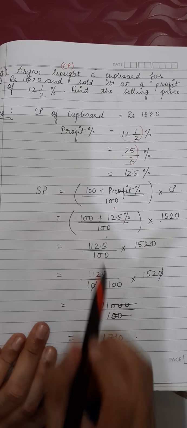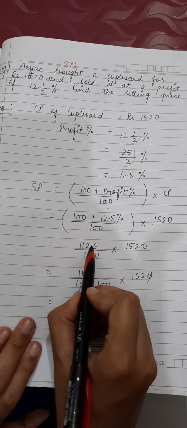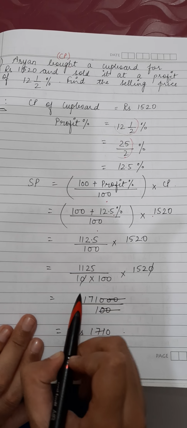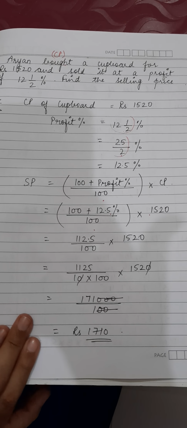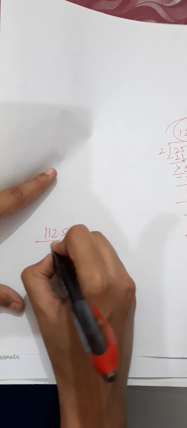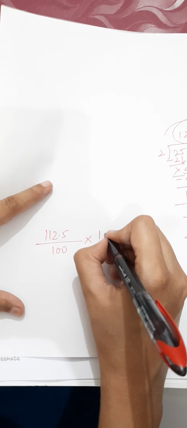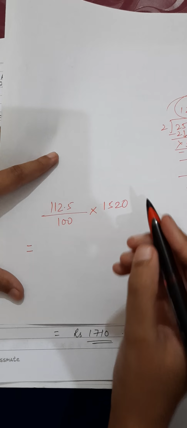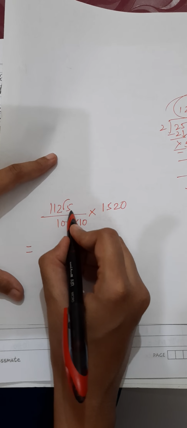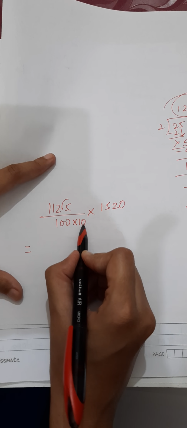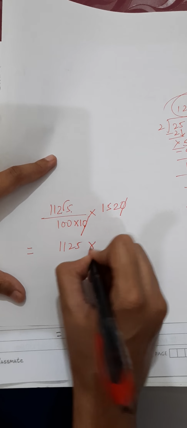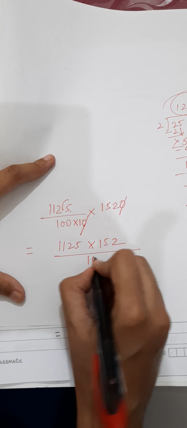Now what I have done here is I have removed the decimal, and to remove the decimal, after the decimal one digit is there, that means I have divided by 10. See what I have done here. 112.5 upon 100 into 1520. This is the statement. Now remove the decimal, and after the decimal one digit is there, so divide by 10. Okay, then 10 cancels with 10. 1125 multiplied by 152 upon 100.